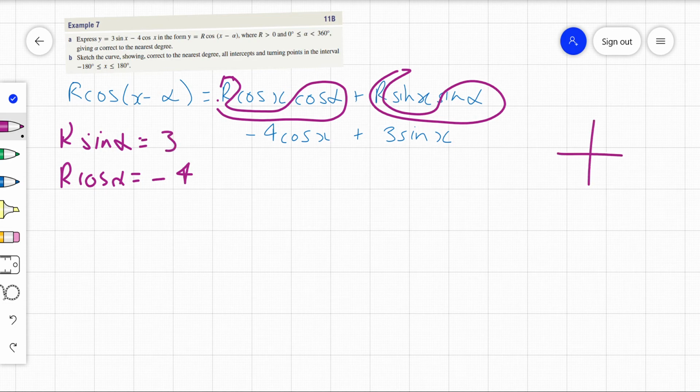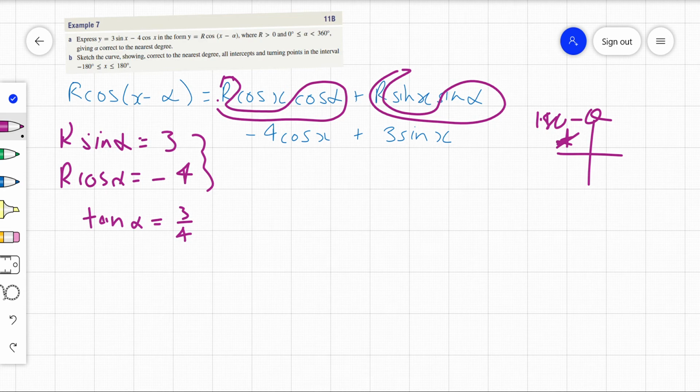So again, just be careful with quadrants. I'm looking for where sine is positive but cos is negative from these equations, which is in here. This is in degrees, so I've got 180 minus my acute angle. So what's my acute angle? From equation 1 and equation 2, we are looking at 3/4. It's not a particularly nice angle, but that's okay.